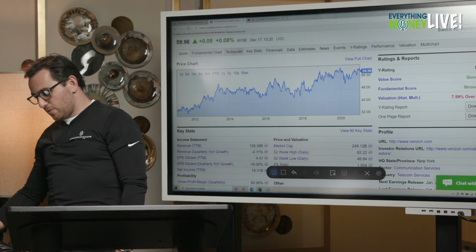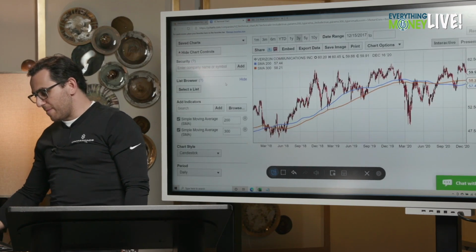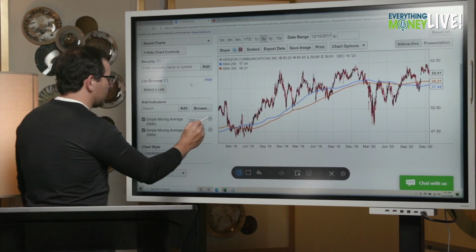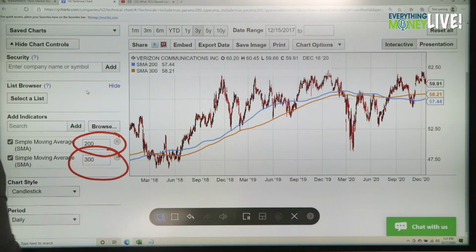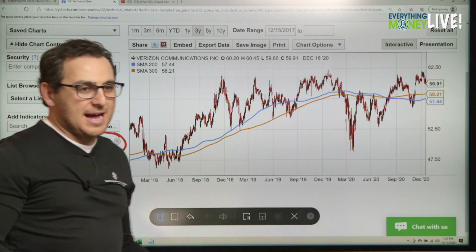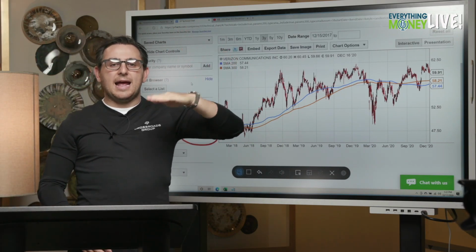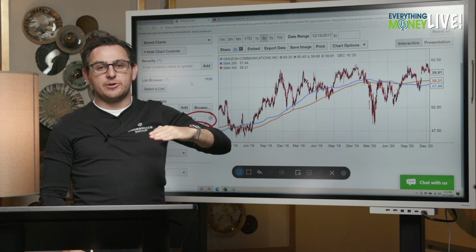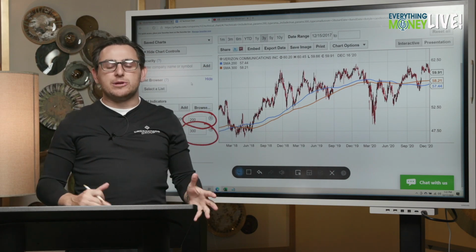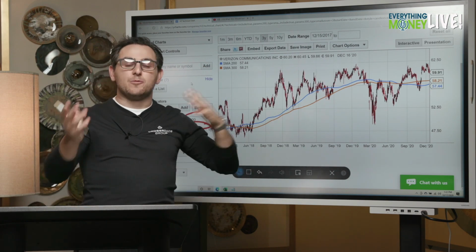We haven't looked at technicals in a while. So remember, technicals are the 200-day versus the 300-day moving average. If you bought these on a large basket of stocks, you buy when the 200-day moving average goes above the 300-day, and sell when the 200-day goes below the 300-day, you beat the market by about 1.2% over a 20-year period. That's when we back tested it.